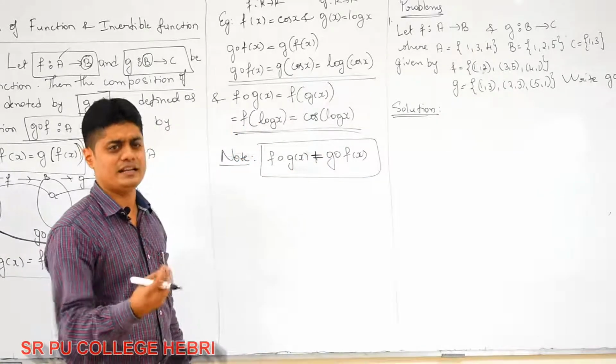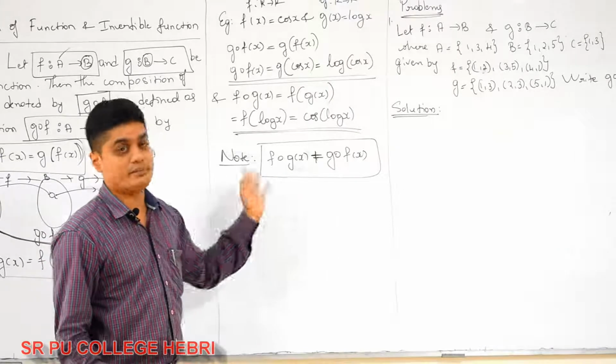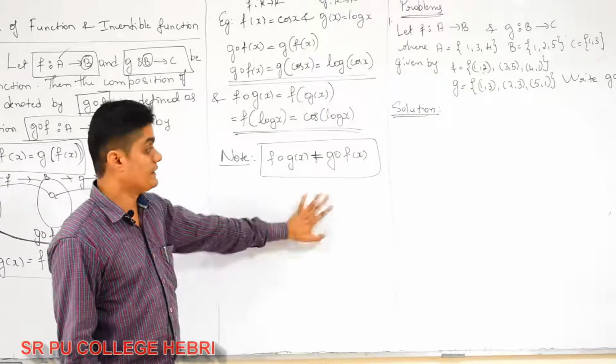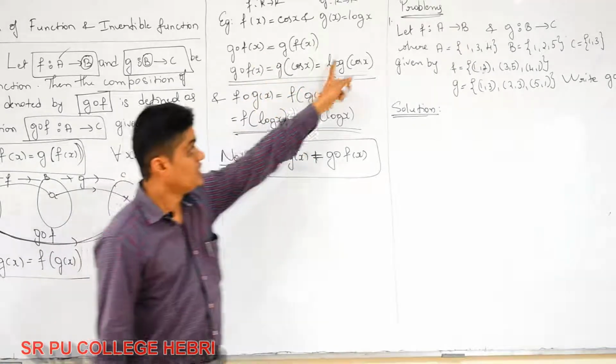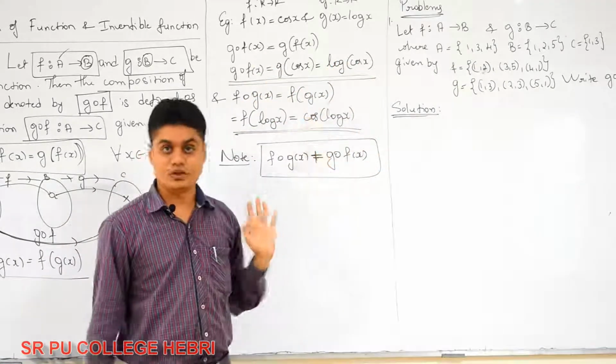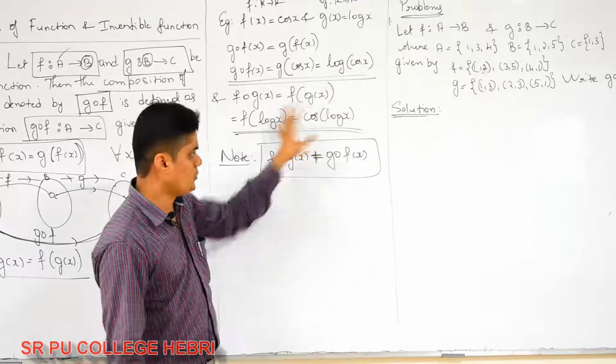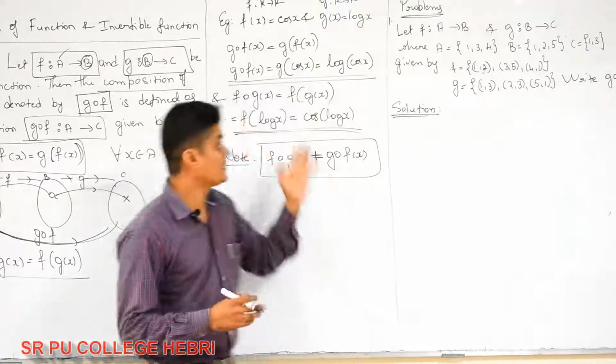You may get very rarely some cases where this may be equal, okay, but most of the time this is definitely not equal. So you can see in this example, log of cos x is different from cos of log x. Clear? So I hope you understood, at least, how to take the composition like this.